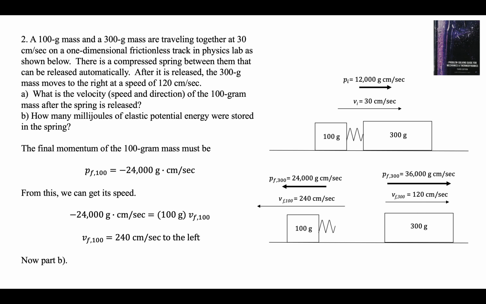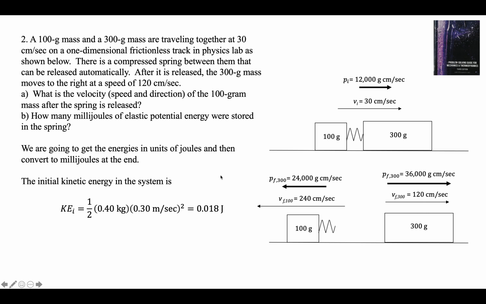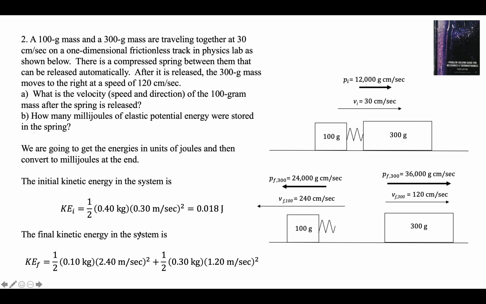Now part B. How many millijoules of elastic potential energy were stored in the spring? So we're going to get all the energies in joules, so we're going to convert the masses from grams to kilograms and the speeds from centimeters per second to meters per second. The initial kinetic energy in the system, that's 0.4 kilograms at 0.3 meters per second, so we get 0.018 joules.